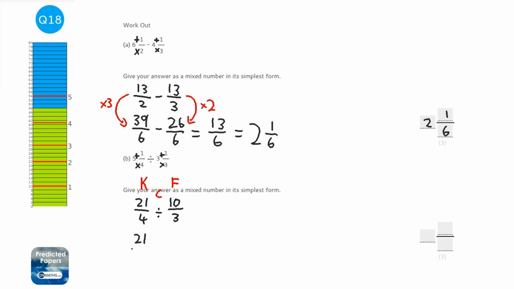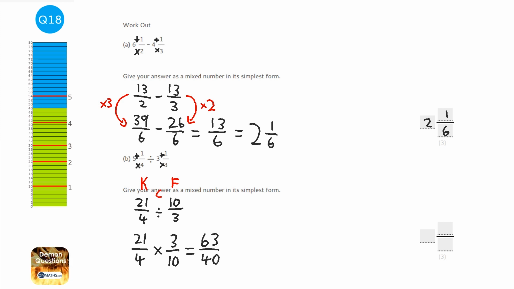So we've got 21 over 4. Keep that the same. Change the divide sign to a times, because you can't really divide with fractions, so we change it to a times. But to do that, we need to flip the second one. So it becomes 3 over 10. Now, what we're going to do now is we just simply times the tops and times the bottoms. And that's all we've got to do. So it's going to be 63 over 40.